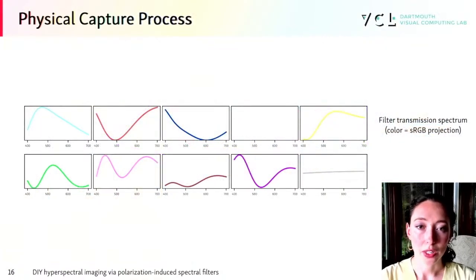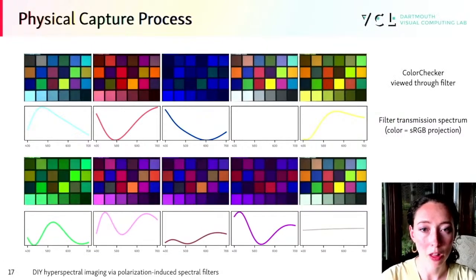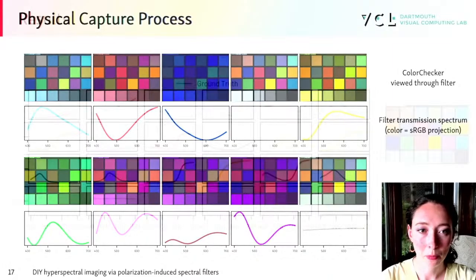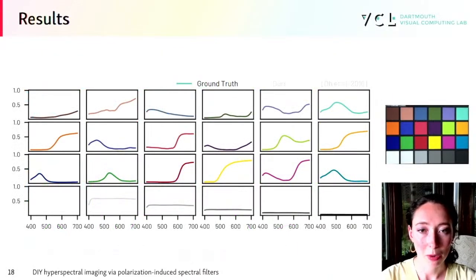These are the simulated transmission spectra of 10 filters chosen by our filter choice algorithm from a 2-waveplate system and their sRGB projections. These real-world measurements of a color checker through these 10 filters show that the tint of the color checker does appear to match the predicted color of the filters very closely. We reconstruct the reflectance spectra of the color checker squares using these 10 measurements and achieve reconstructions that mirror ground truth quite closely and are also comparable to recent prior work.